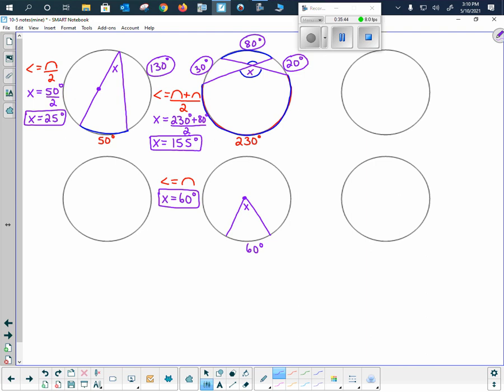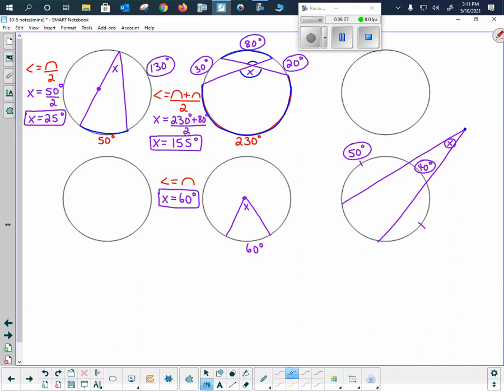All right, let's do one more. With this one, let's give you this. Put these marks in here. Tell you this is 50 degrees. This is 40 degrees. This is x. Okay, those are your givens. And I think we're ready to go. So again, this is an angle with its vertex where? Well, this vertex is outside the circle.